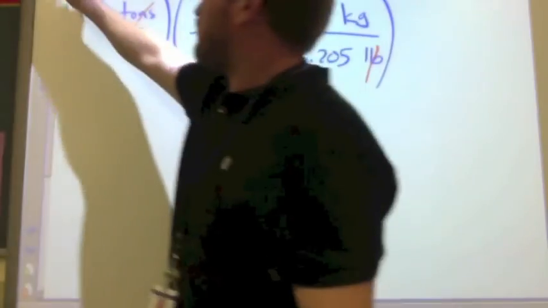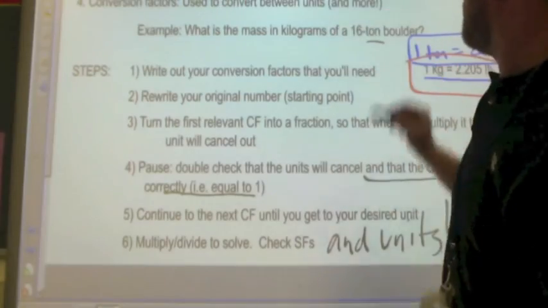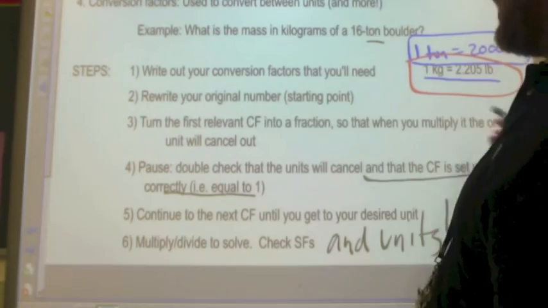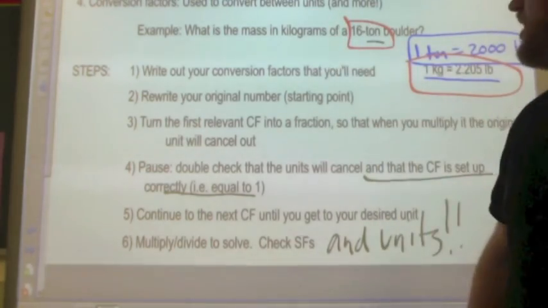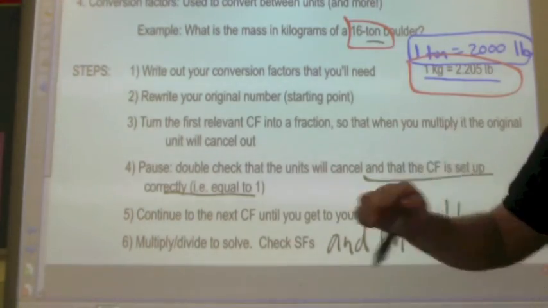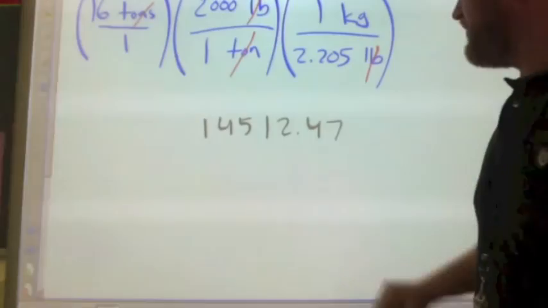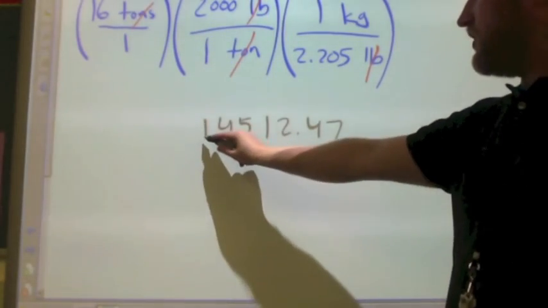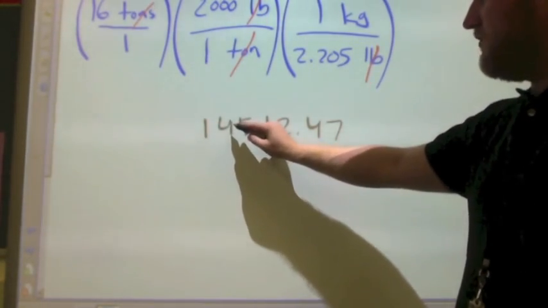What's in my original problem? Where did I write it? 16 tons. How many sig figs in that? 2. I'm limited to 2 sig figs here. So my 1 is good, and this 4 is either going to stay a 4 or bump up.